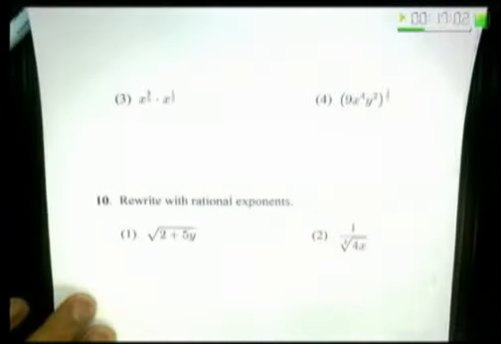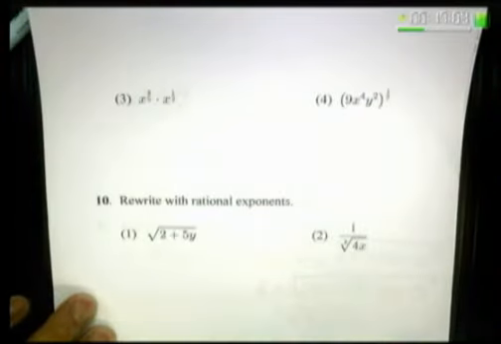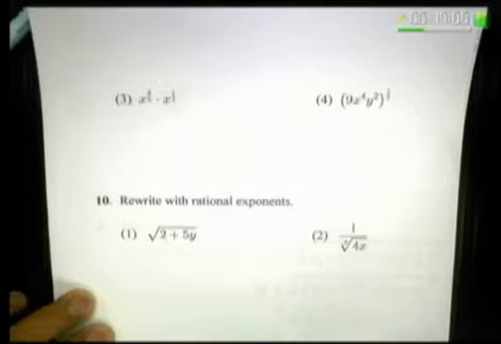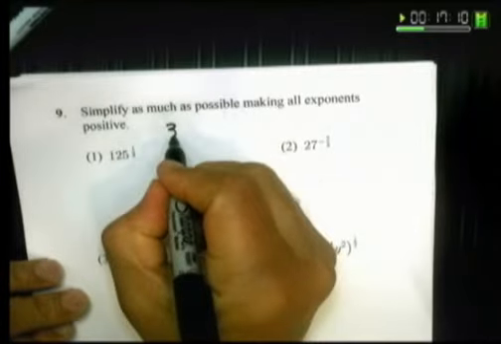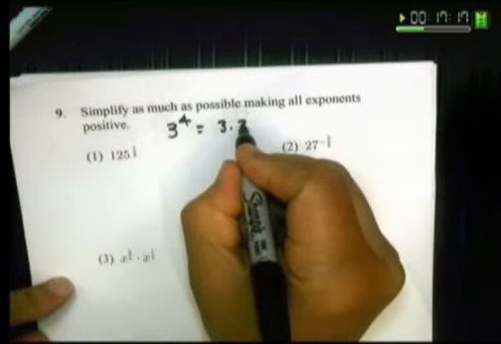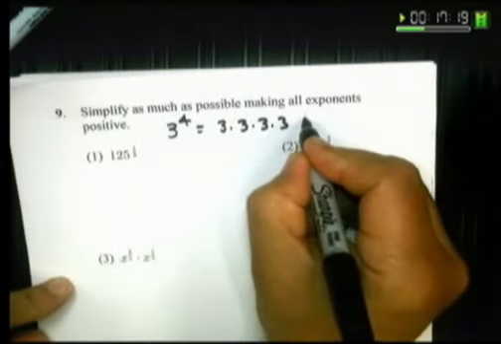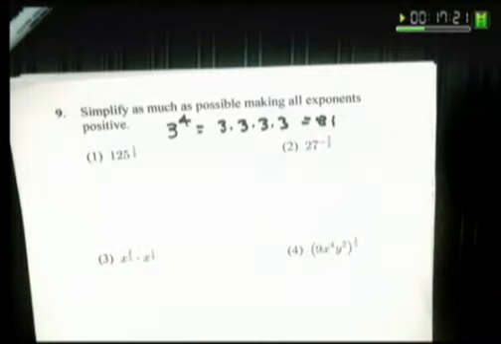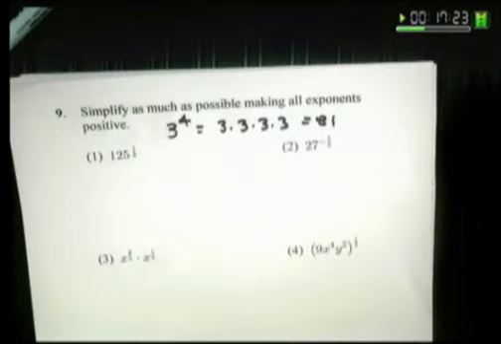Okay, you will see these on the test. This will be towards the end of the test. 125 to the 1/3 power. Now, all of us know what to do if we had 3 to the 4th power, don't we? We would simply go 3 times 3 times 3 times 3, which is equal to 81. So we all know what to do when the exponent is a whole number. But what in the world do we do when the exponent is fractional?